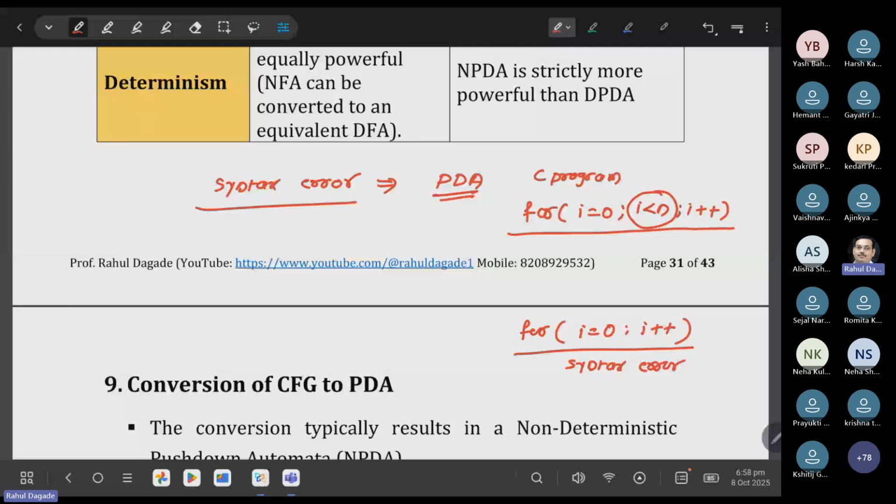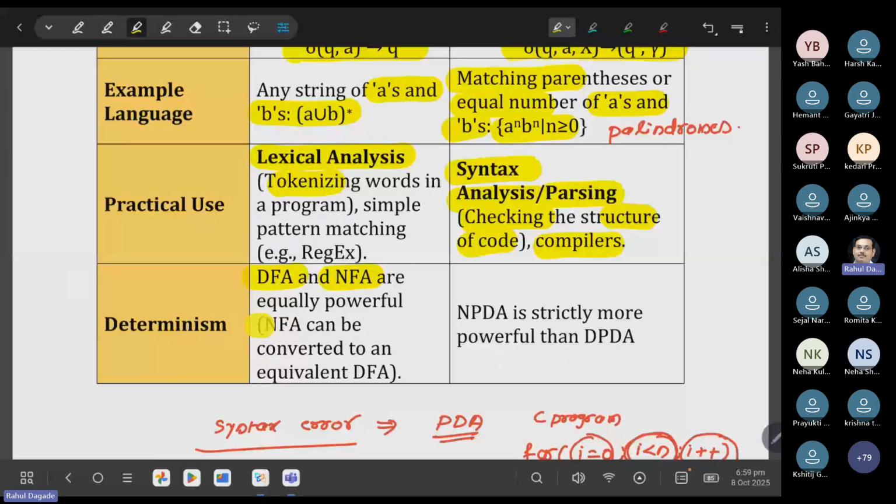So what are the types of finite automata? We have two types of finite automata: one is DFA and another is NFA. If we see their power, then DFA is equally powerful to NFA. An NFA can be converted to an equivalent DFA. So in this case, you say that DFA is equal to NFA, that is, equally powerful.